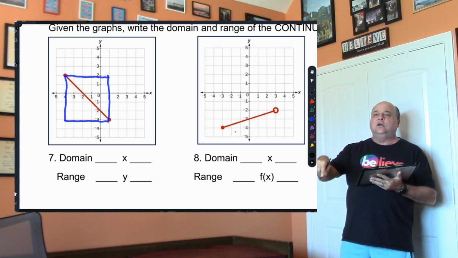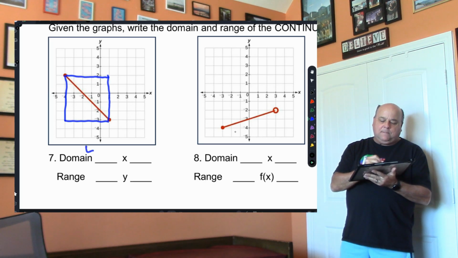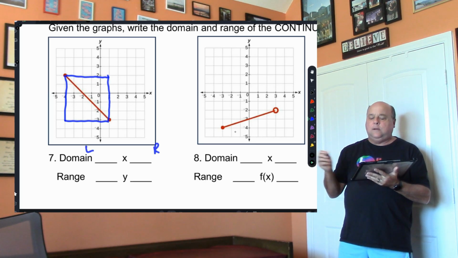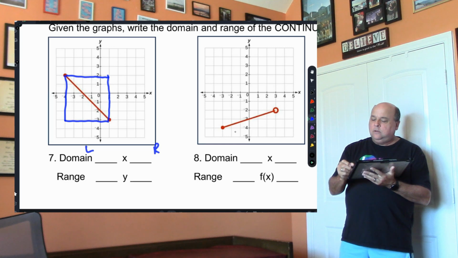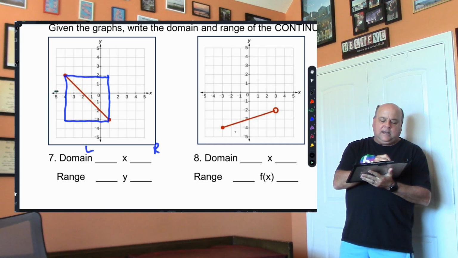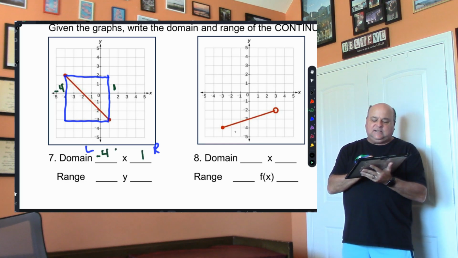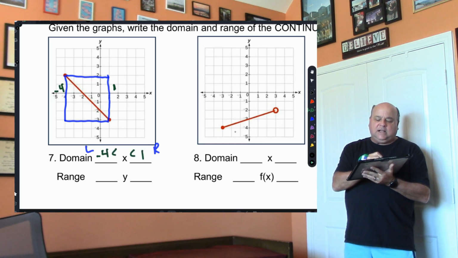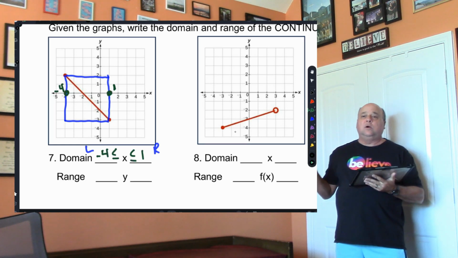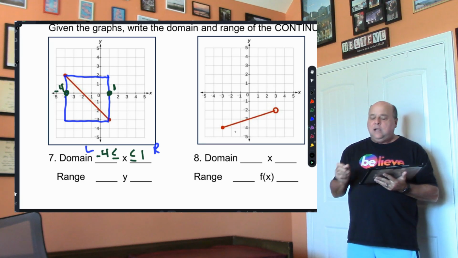Now the domain goes from left to right, this will be my left number, this will be my right number. So my domain is going to be right here at -4 and right here at 1. So -4 to 1, and you always use less than symbols. Both of the dots are closed, so I'm going to put the equal bars. Piece of cake.